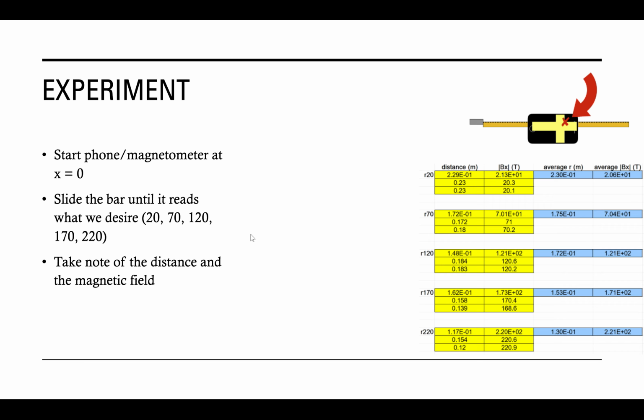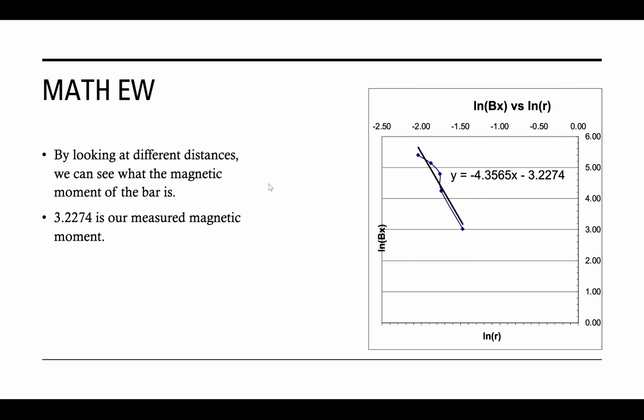So for our actual experiment, we set up and found where the magnetometer was and started sliding this bar magnet until we read what we wanted it to be. So for this one, we looked at the magnitude of 20, then 70, then 120, and we wrote down about how far the bar magnet was to the phone, how close it was, and then it calculated the averages of all those numbers.